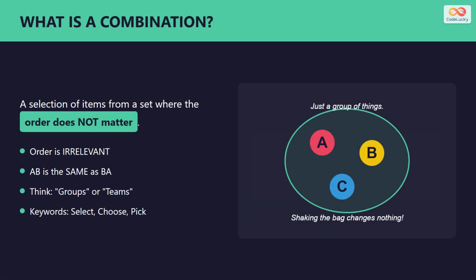Now let's look at combinations. A combination is simply a selection. Here, the order is completely irrelevant. Whether you pick item A then B or item B then A, you still end up with the same pair in your hand. Think of keywords like select, choose, group, or team.